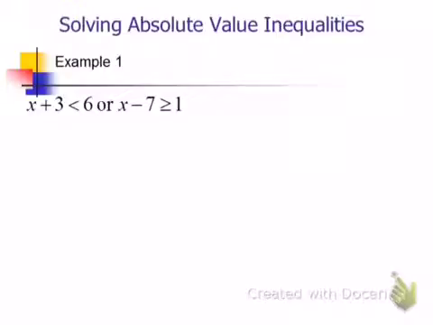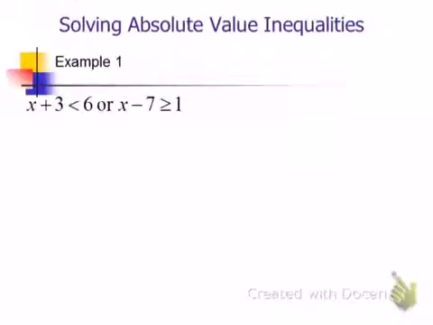All right, so let's look at the first example. x plus 3 is less than 6, or x minus 7 is greater than or equal to 1. This is an or problem, which indicates we are going to do what? We'll join the two graphs together, right? We're going to do a union. These are easy to do because if it's an or problem, it doesn't matter. It's one or the other. Either one is good.